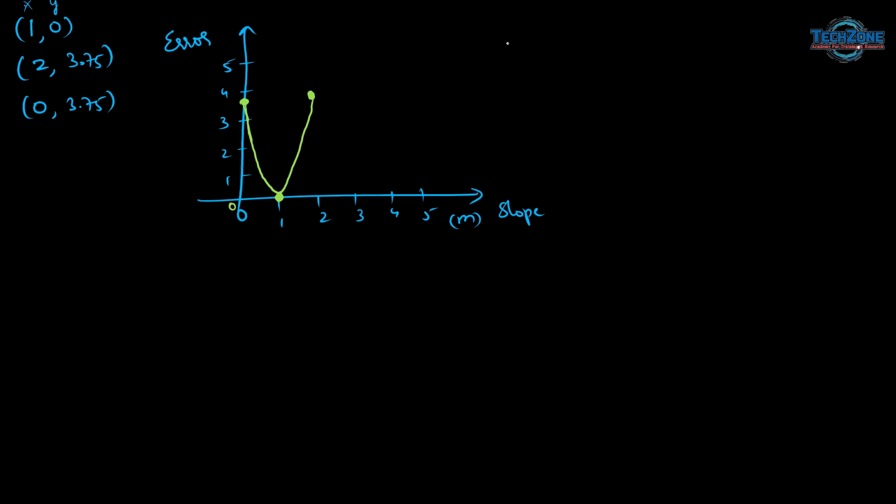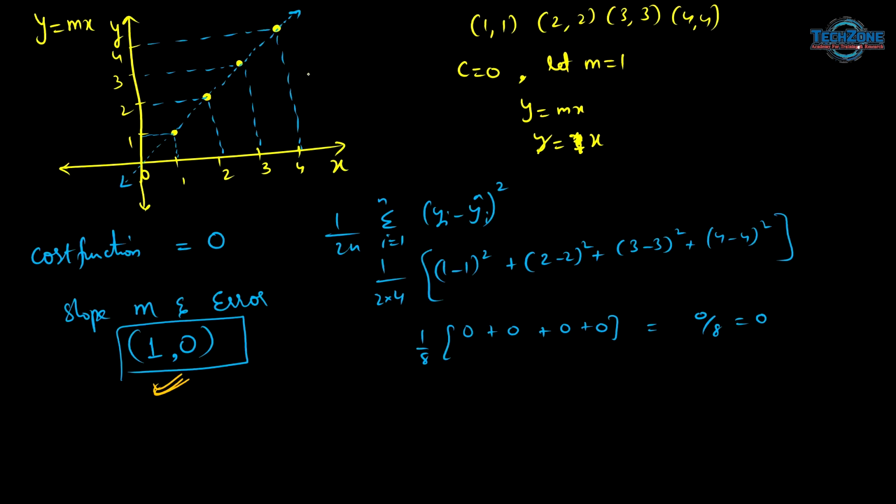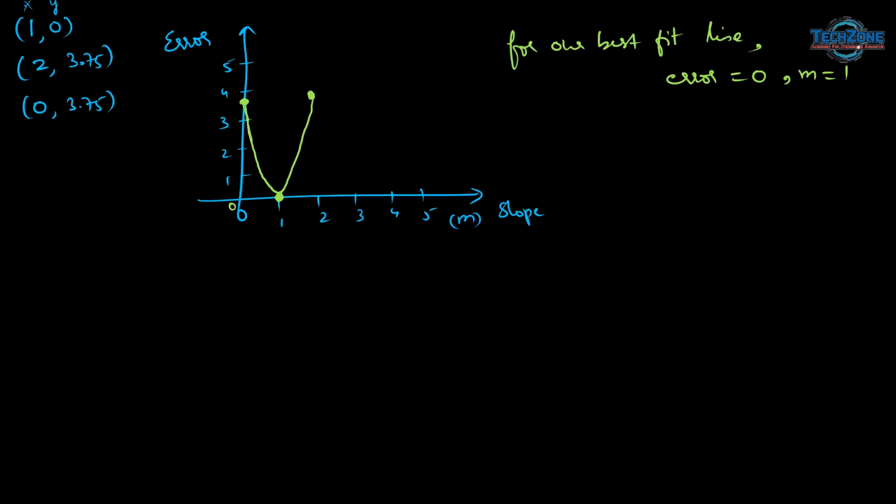For our best fit line, the error was equal to how much? 0. When was that? When m was equal to 1. Let me go back and check. See, this was our best fit line, because this line was passing through all the points. So when slope was equal to 1, the error was equal to 0. That is the ideal scenario, right? So which part? This one.